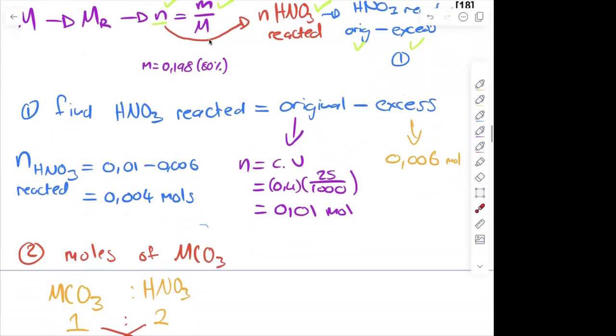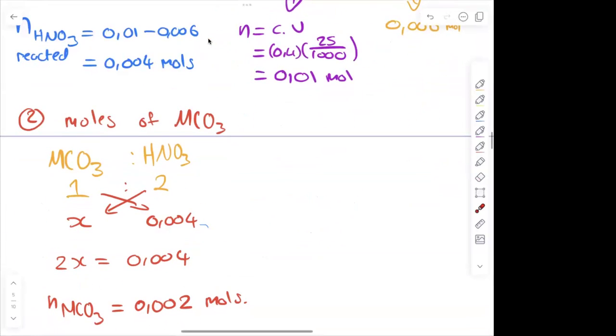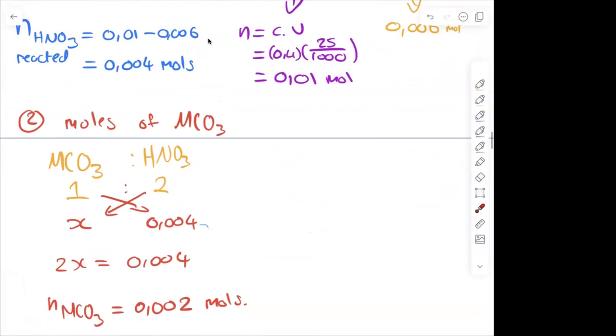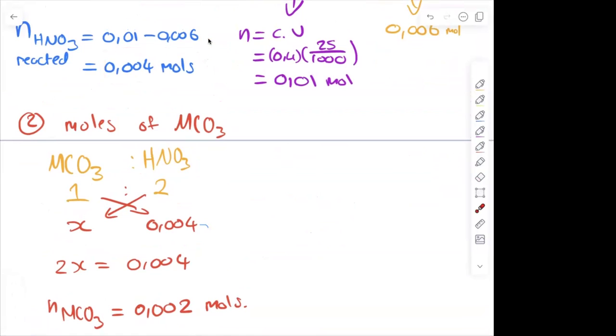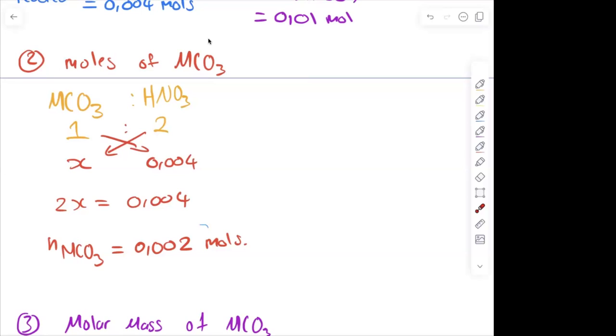So for the number of moles of MCO3, I take this and use my mole ratios to find that. That's going to be my step 3 or step 2. In our reaction, we knew that MCO3 and HNO3 had a mole ratio of 1:2, and we know that we've reacted 0.004 moles of HNO3, which we put there. Then we need to solve how many moles of MCO3 we reacted. Cross multiply those two, you get 2x equals 0.004. Then you divide both sides by 2, and we end up with 0.002 moles of MCO3. Now I know how many moles of MCO3.